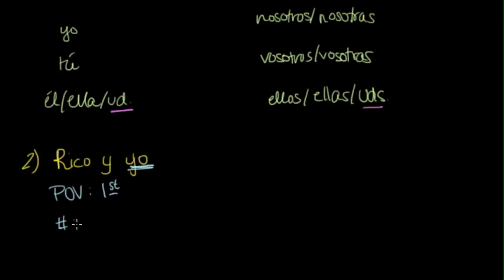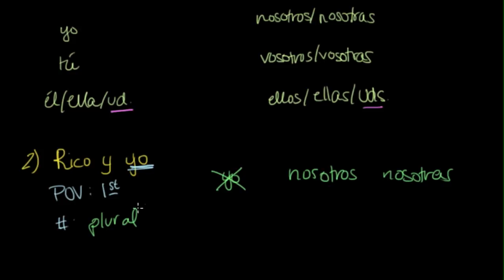Our number, so our pronouns now are limited to yo and nosotros, nosotras, which are the only first person pronouns. So then we look at number, and we see that there are two people, Rico y yo. So we're going to have plural. So that means we can get rid of our singular option, yo. And finally, we look at gender. So Rico here is masculine, and yo could be either masculine or feminine, but because there is at least one boy involved, we need to use the masculine pronoun nosotros.